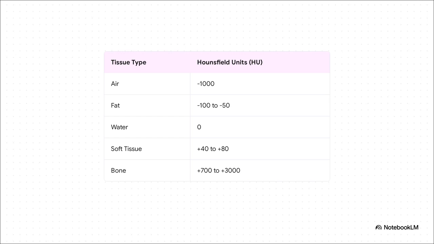It does this using a standardized system called the Hounsfield scale. This creates a universal language for CT. On this scale, air is defined as -1,000, which appears black. Pure water is the 0 point, and dense materials like bone have high positive values, making them appear bright white.